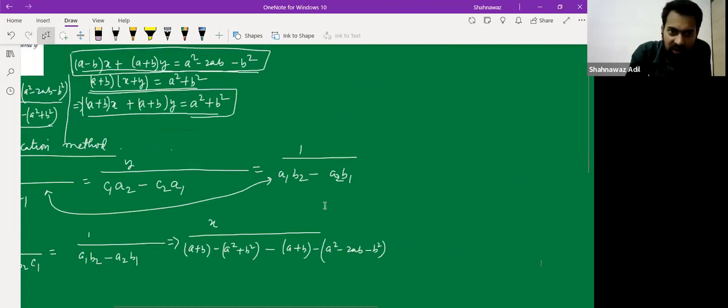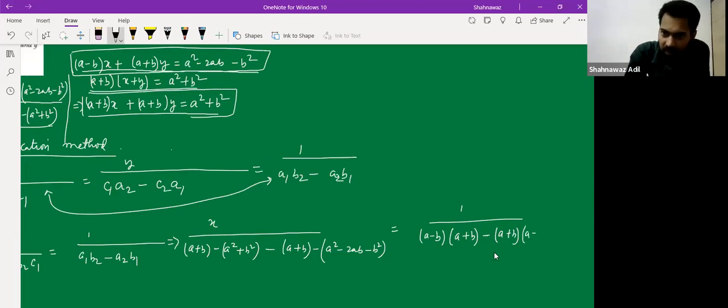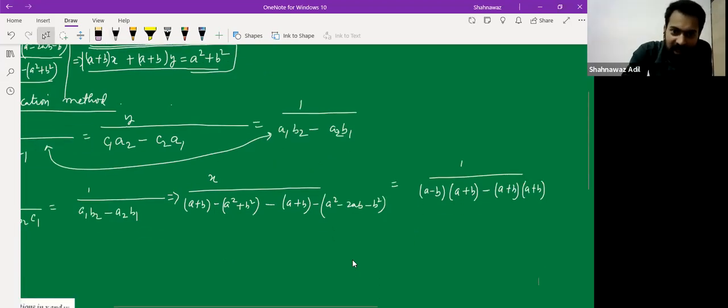This is how much? 1 by, right, a1 is a minus b, right? And b2 is what? A plus b. Minus of a2 is what? A plus b. Right, so this is a pretty big, lengthy question, right? So you cannot solve this easily by substitution or elimination.